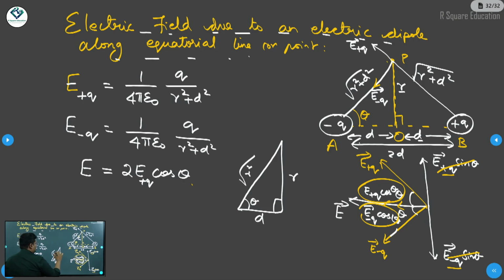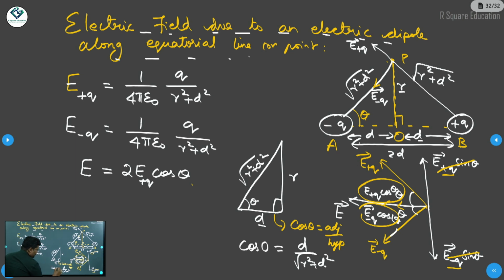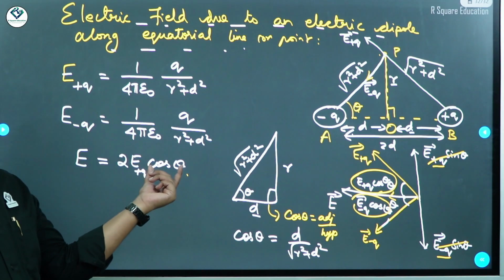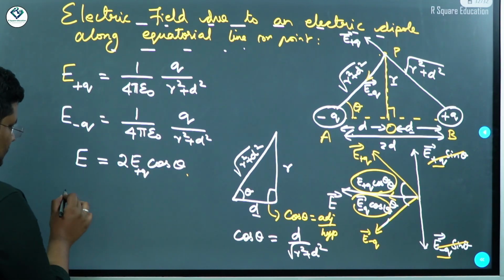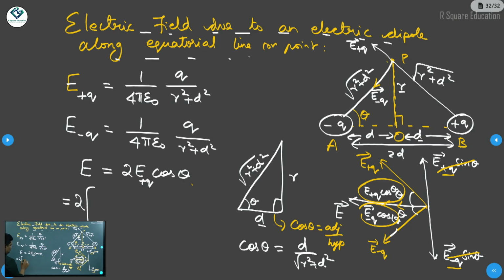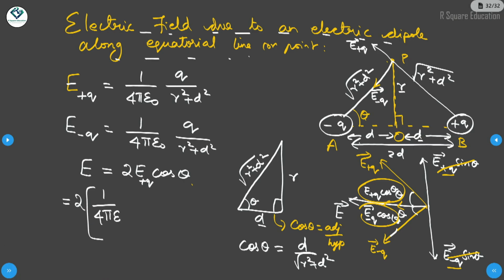And this is going to be the square root of R square plus D square. From this, if I take cos theta, it's going to be what? Adjacent by hypotenuse. So what is adjacent here? D. Hypotenuse is root of R square plus D square. Good. So now I know what is E and what is cos theta. Can I substitute that here? So what will we get? 2 into E plus Q, you can write it like 1 by 4 pi epsilon naught Q by R square plus D square into D by R square plus D square whole power 1 by 2.